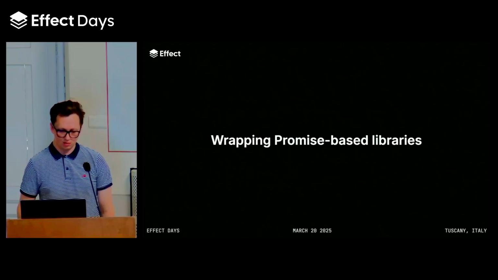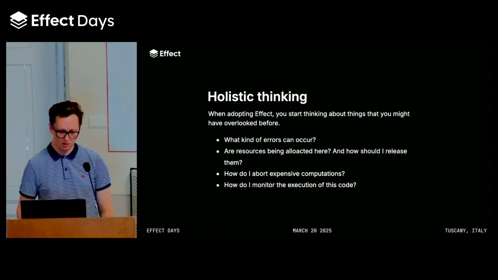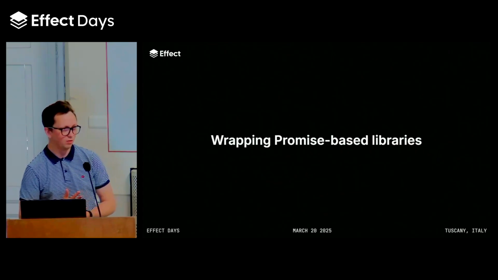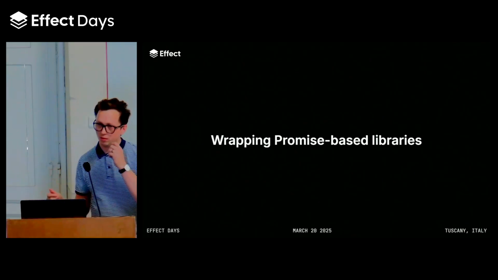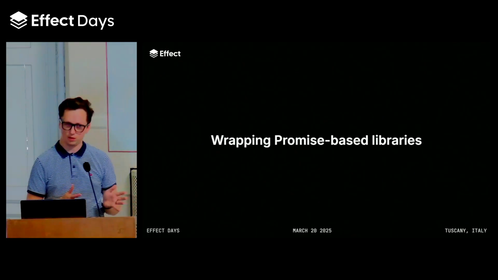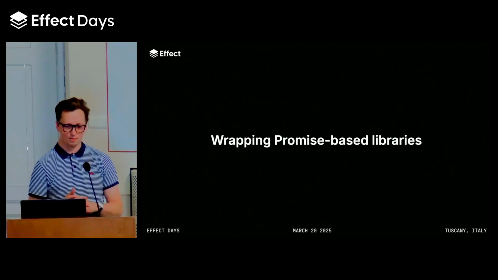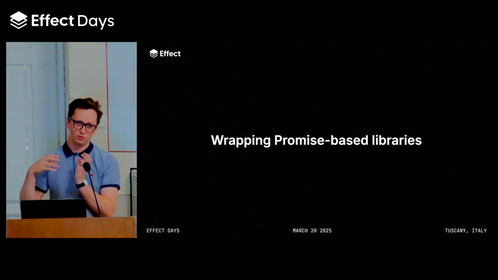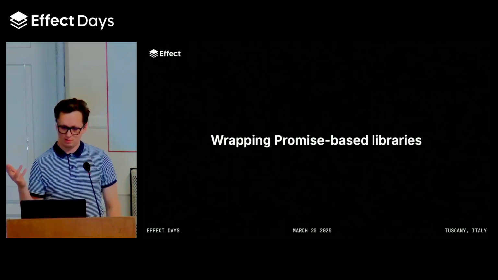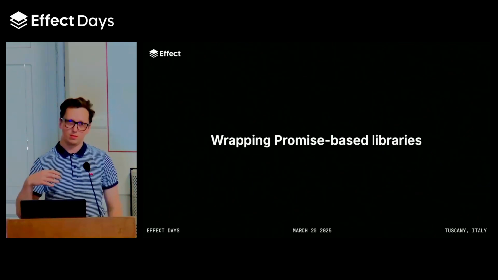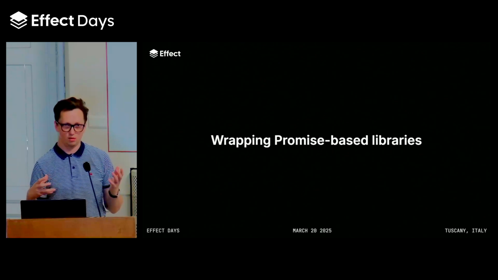So the first thing I want to cover today is wrapping promise-based libraries. We're going to go on a bit of a journey. Generally, the first thing you want to know is: I'm bringing in this code from NPM, and I don't want to rewrite it. So how do I bring it into my app in a way that I can consume it in my Effect code?